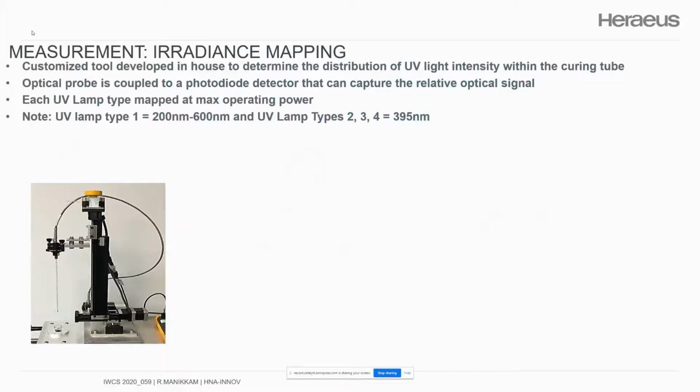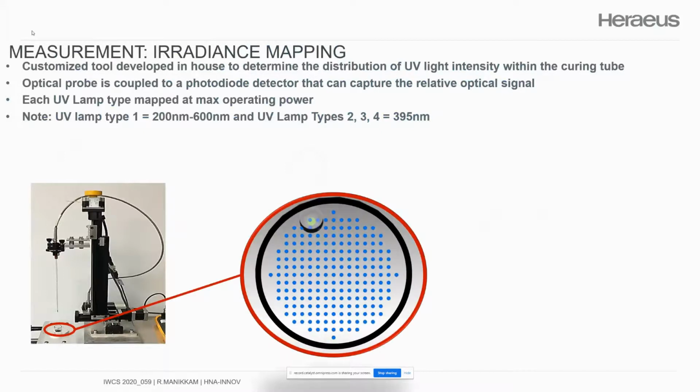What this test setup includes is an optical probe that is coupled to a photodiode detector that can capture the relative optical signal. So if I zoom in there, you have the quartz tube at the bottom of that picture. That optical probe basically is inserted into that tube and translates across the cross-sectional area of that tube, plotting out and capturing data points of relative UV intensity. So we did this for each lamp, and each lamp type was mapped at its maximum operating power. To quickly give a preview as to what this looks like, we did it with UV lamp type 1.